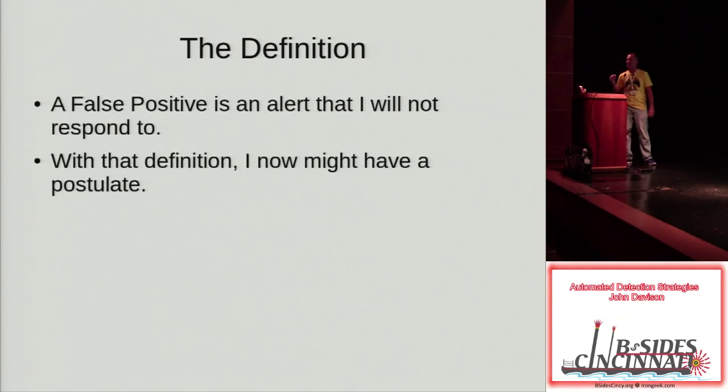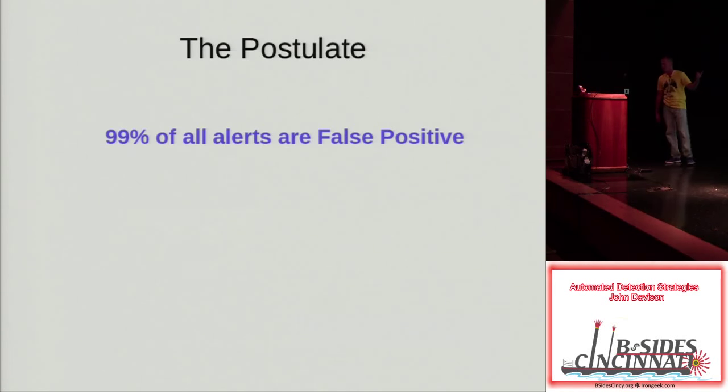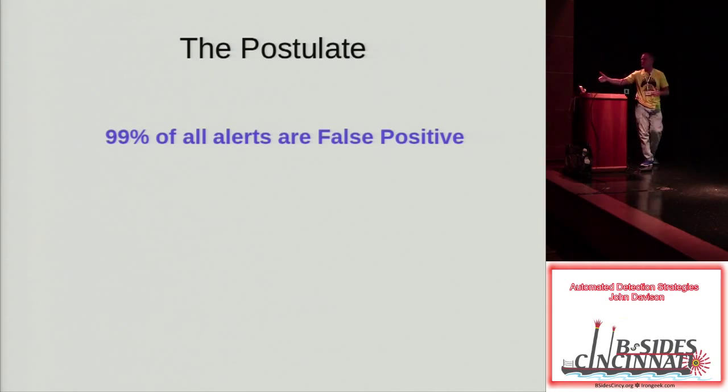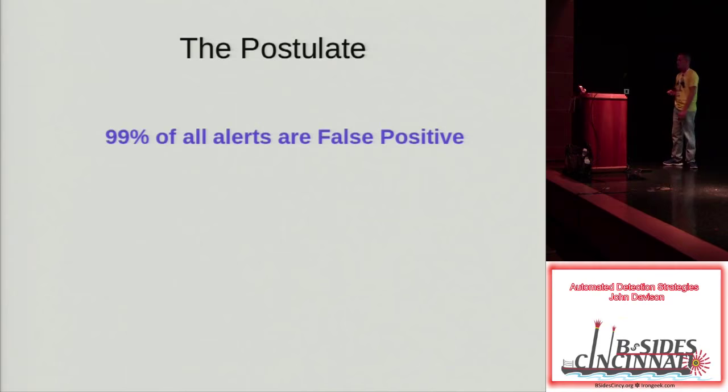So with that definition now, I think I understand what a postulate is. I never even heard of the word before, and I was like, hey, that makes sense. A postulate, I think I have one, and that's this: 99% of all the alerts are false positive. Now, because I'm old school, I'm going to tape this up here, because I'm going to keep referring to it. I'm going to make all these observations based on assuming that this is true. So I'm going to keep pointing at this. 99% of all alerts are false positive.